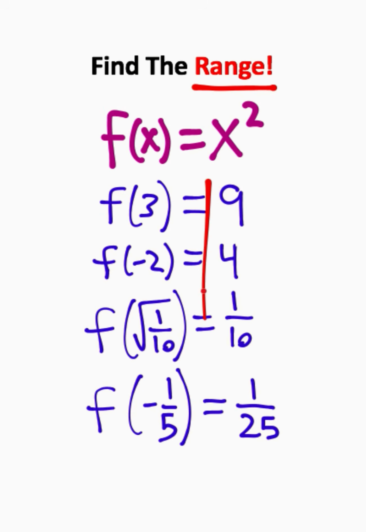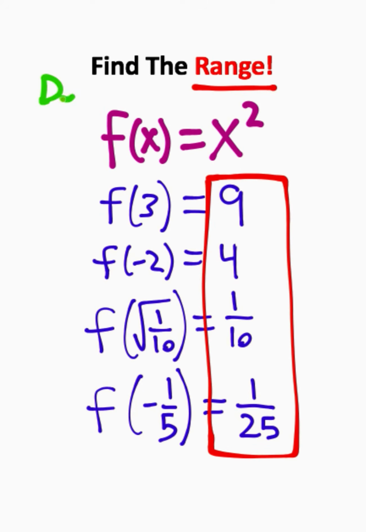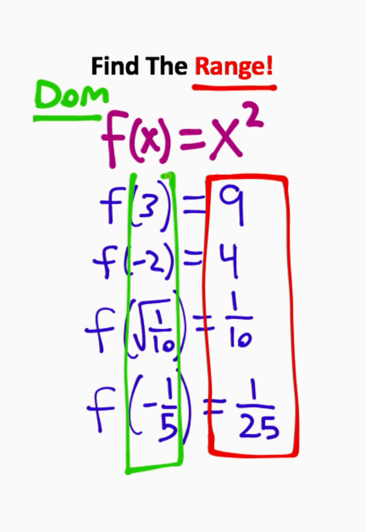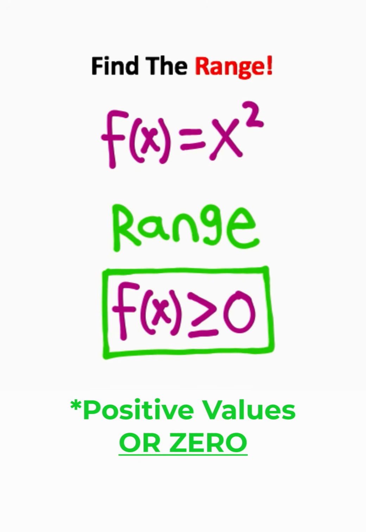The range refers to all of your outputs. The domain refers to all of your inputs. Now notice the domain, we just plugged in a bunch of random numbers, negative, positive, we didn't care. But notice that the range was always positive. That's because whenever you square a number, you'll make the number positive. Our domain could be anything we wanted it to be, but our range is restricted to only positive numbers or 0.